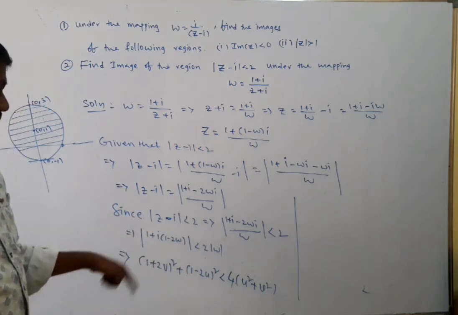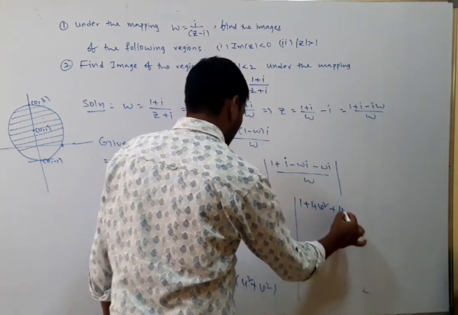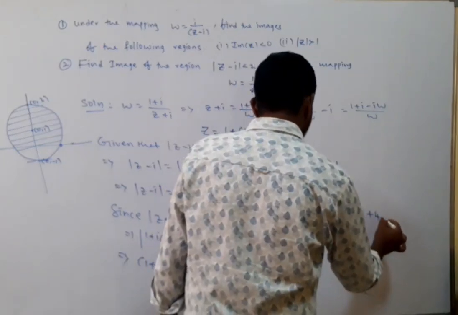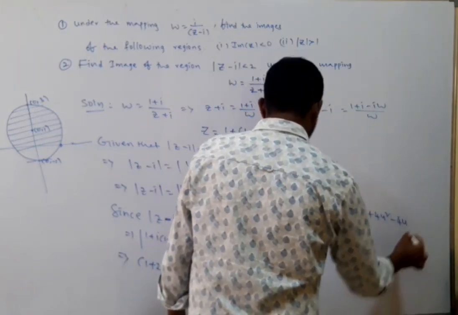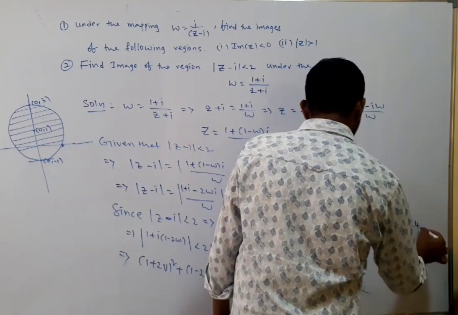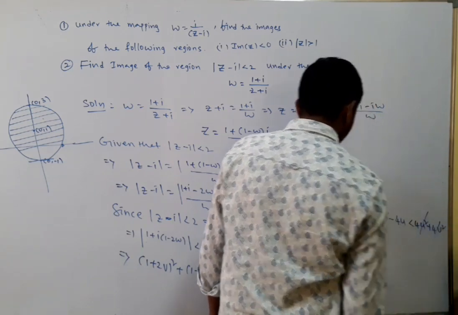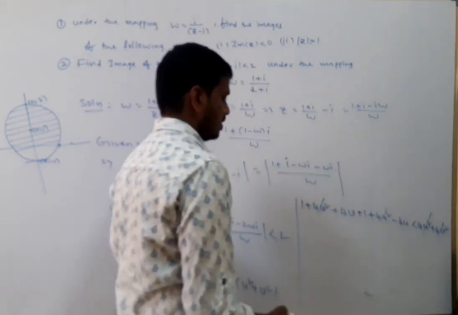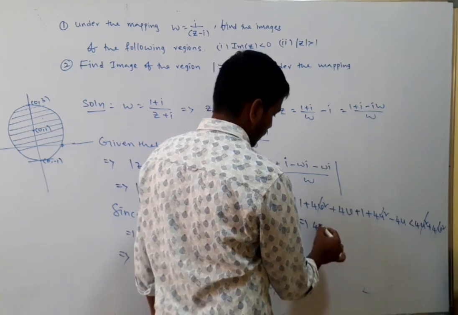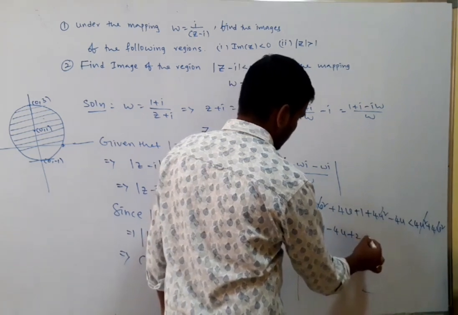Right, on simplification, (1 plus 2v) whole square is nothing but 1 plus 4v square plus 4v, and 1 plus 4u square minus 4u is less than 4u square plus 4v square. On both sides, 4u square and 4v square get cancelled. So we have 4v minus 4u plus 2 is less than 0.